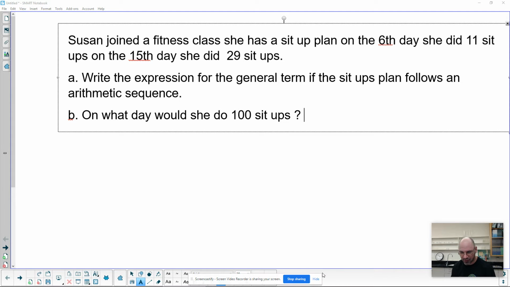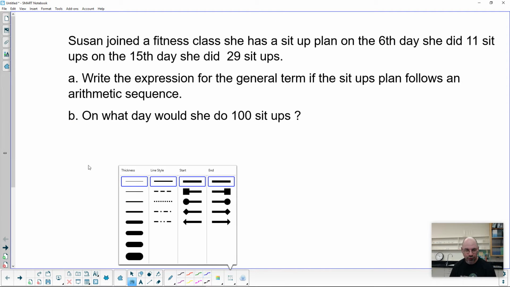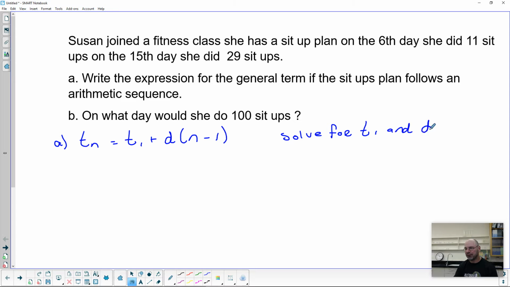Let me get a marker up here. There we go. What they want is for you to write Tn equals T1 plus D times (N minus 1), plug in all the variables, and leave the Tn blank. In order to do that, you have to solve for T1 and D. Because we know the 6th day and the 15th day, T6 and T15, we're going to solve for T1 and D using that simultaneous solving idea. So let's do that first.